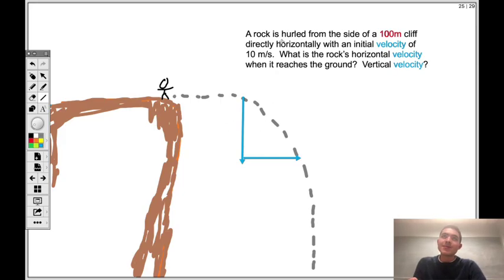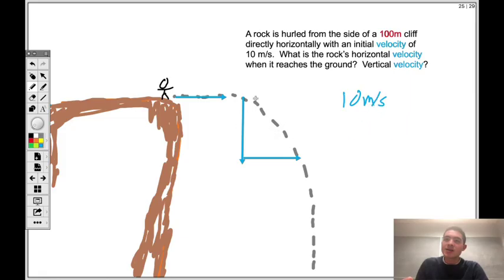Let's do an example. A rock is hurled from the side of a 100-meter cliff directly horizontally with an initial velocity of 10 meters per second. What is the rock's horizontal velocity when it reaches the ground, and what is its vertical velocity? The horizontal velocity will just be the same as how it started, assuming no air resistance, because there's no force acting on the projectile horizontally, so it'll remain at 10 meters per second.